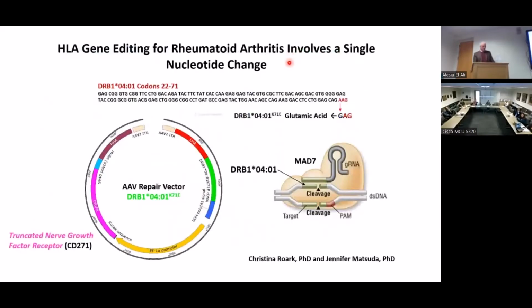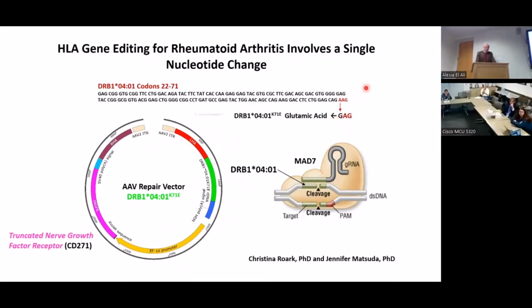So how will this happen in humans? It's a little bit different now. In humans, we have to isolate the bone marrow, isolate the CD34 stem cells, and use CRISPR with a guide RNA that will specifically target the 0401 molecule. It will cut there, and then we can fix it. Now, all we have to really do is replace this AAG with a GAG. So it's really one nucleotide difference, which will change the coding from a lysine to a glutamic acid.